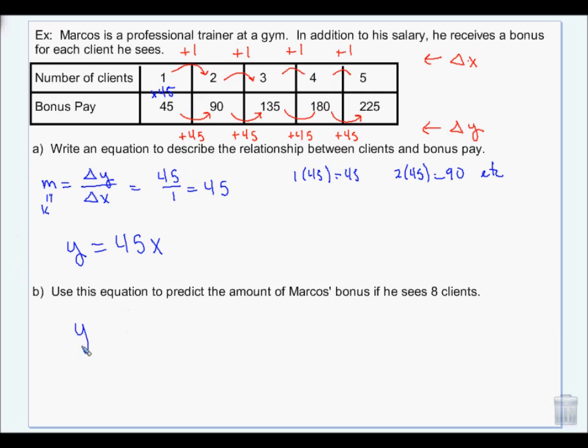Now we want to know how much money he is going to make if he sees 8 people. Plug 8 in. He'll get $360 bonus pay.